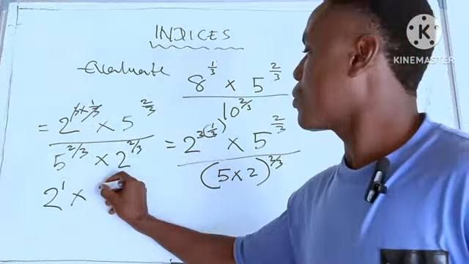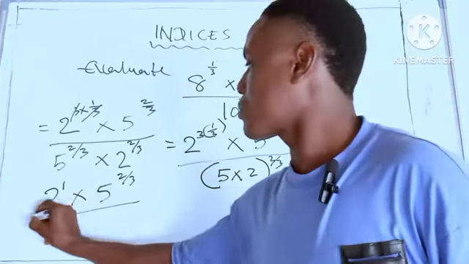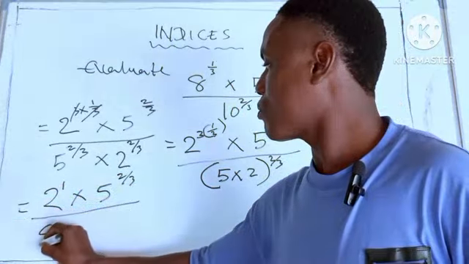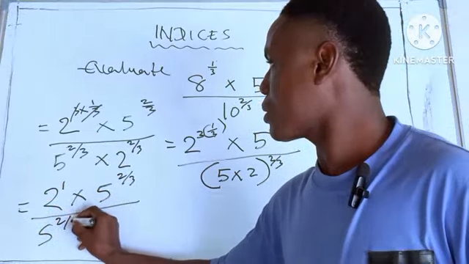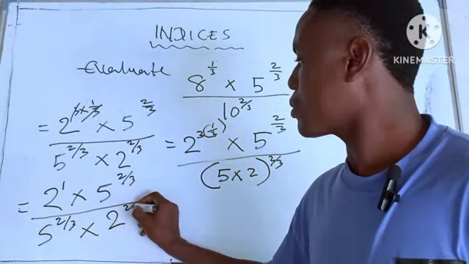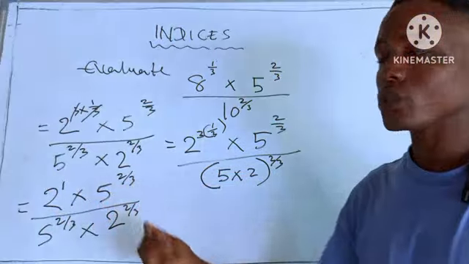Okay, so we have 5 raised to power 2 all over 3 equal to 5 raised to power 2 all over 3 multiplied by 2 raised to power 2 all over 3. You know, this sign is the sign of division, right?